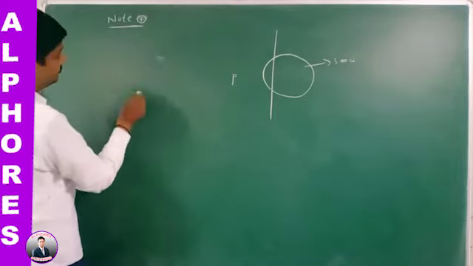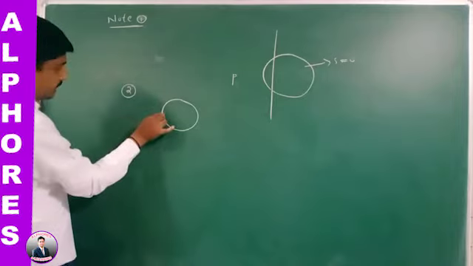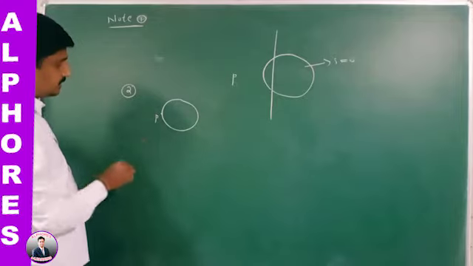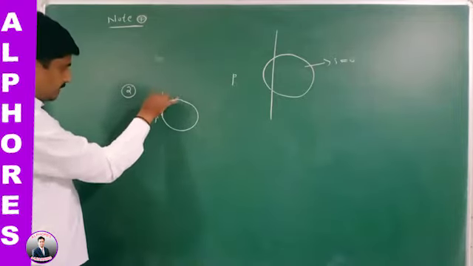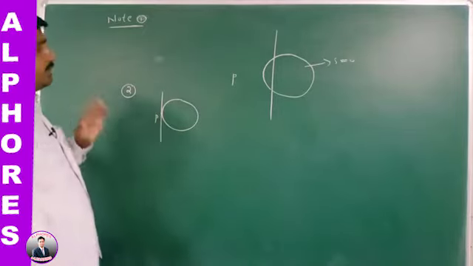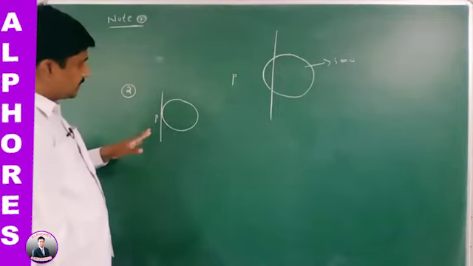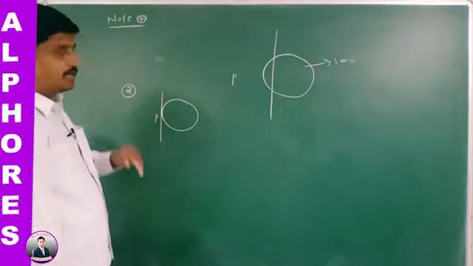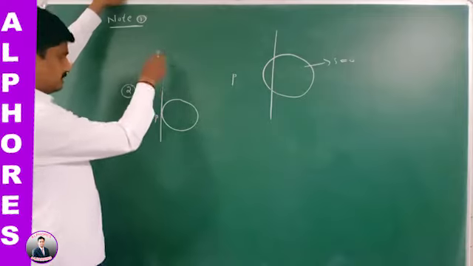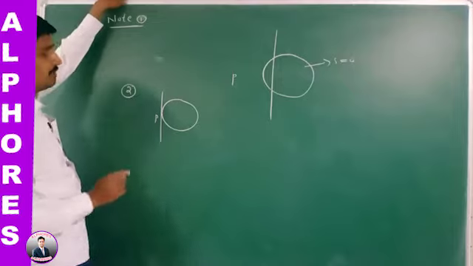Second one. If the point P lies on the circle S equal to 0, then the polar of P becomes a tangent at P. Also, if the point P lies on the circle, then the chord of contact of P is a tangent at P of the circle S equal to 0. If the point P lies on the circle, then the polar of P is a tangent of the circle S equal to 0 at the point P.